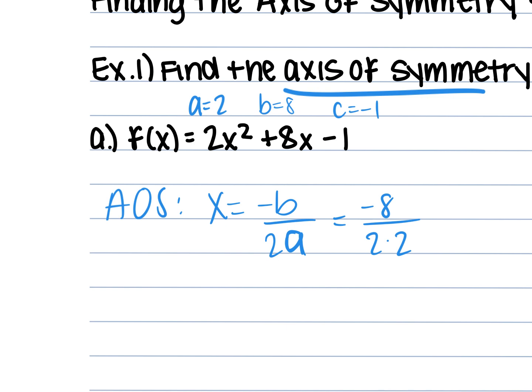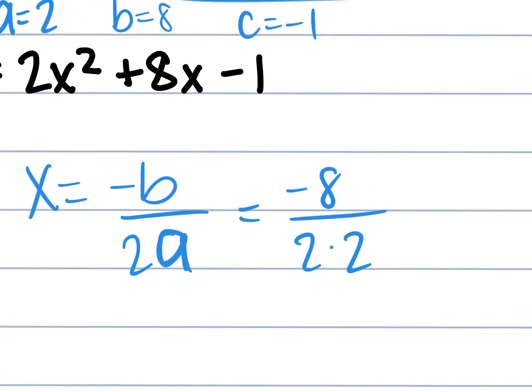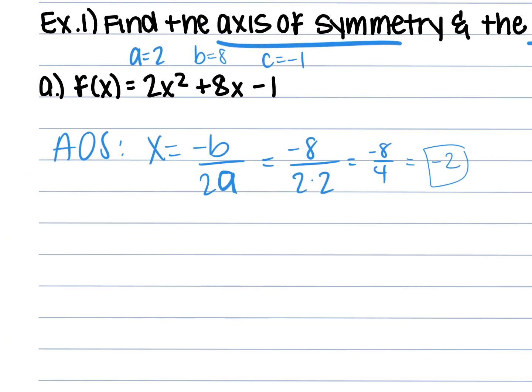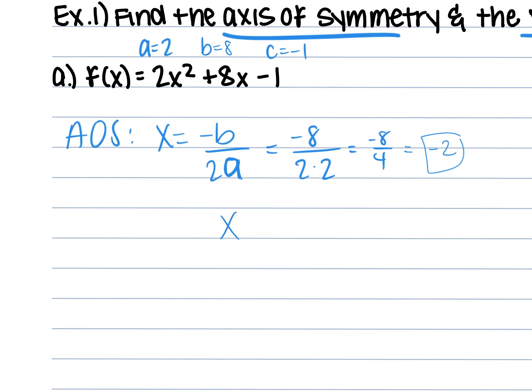Oh, I got it. We got it? Yeah. Okay. Now it just becomes a matter of solving this fraction. What is 2 times 2? 4. Okay, so what's negative 8 divided by 4? Negative 2. It's negative 2. So guess what I just found? The axis of symmetry is x equals negative 2. So this lesson is finding the axis of symmetry without a graph.